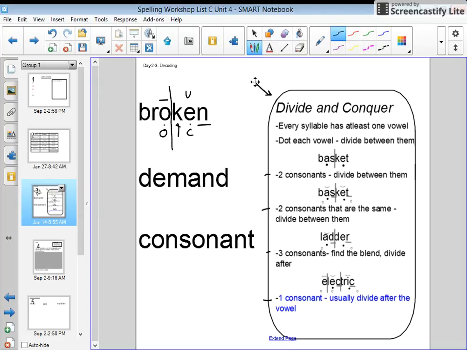So, Ms. Kempfert, you want to try this next word, D-E-M-A-N-D? Okay, again, you look at the word, you don't know what the word says, and you look down your rules, and you dot each vowel. Okay, I dotted each vowel. Then I look down and I see that after the vowel, I have a consonant, which means I go down here and I see one consonant usually divided after the vowel, so I divide it right there.